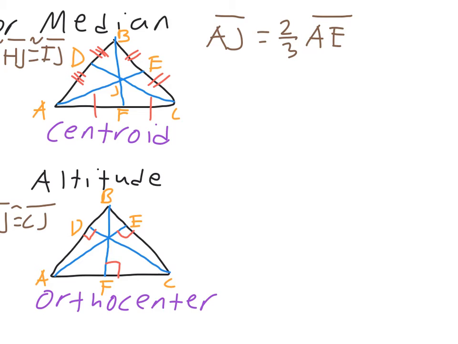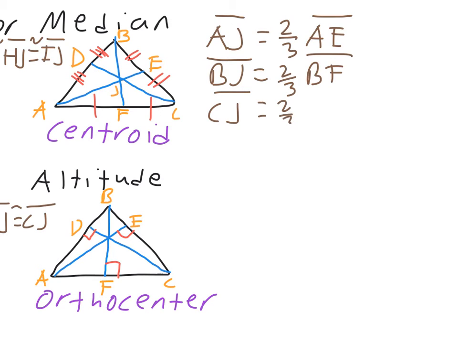And it works the same exact way with the other two. So line segment BJ is equal to 2/3 line segment BF. And line segment CJ is equal to 2/3 of line segment CD.